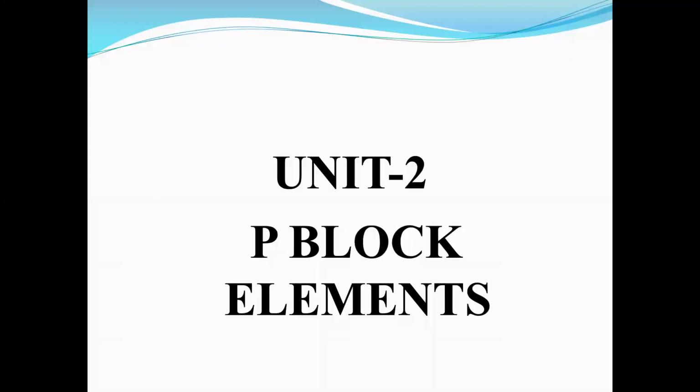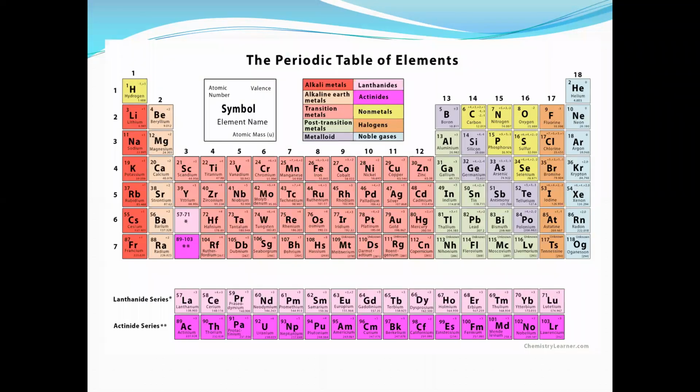Good morning all. Today I am going to explain about the Unit 2 P block elements. So this is the periodic table. It contains 18 groups and 7 periods.